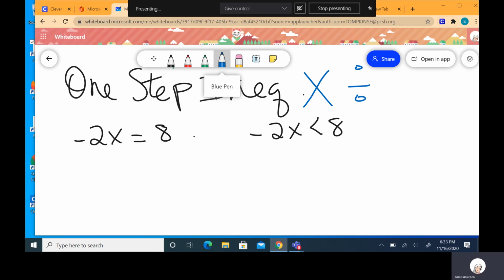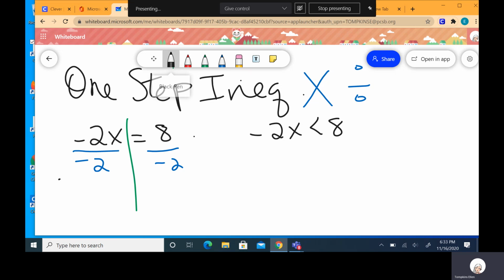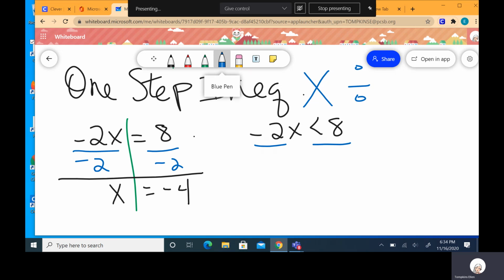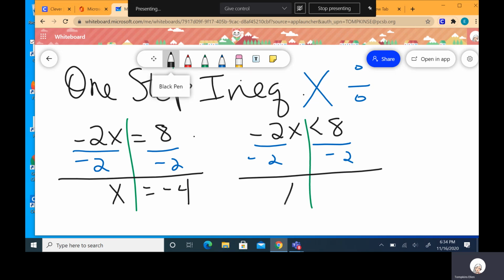So in order to solve this guy, I need to create that identity number 1 there. So I'm going to be dividing by negative 2 because we know that the x, when it drops, doesn't want to wear that negative sign. And here we're going to get x equals negative 4. Now the calculation on the right, where I have the inequality, is going to go exactly the same. Negative 2 on both sides of my little wall here. There's my wall. And I'm going to get x dropping down and negative 4 dropping down.